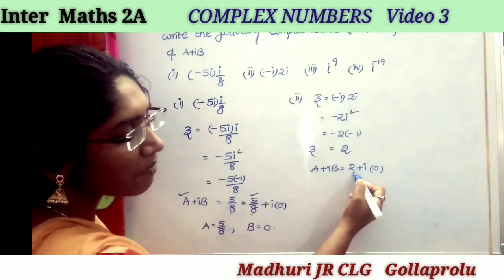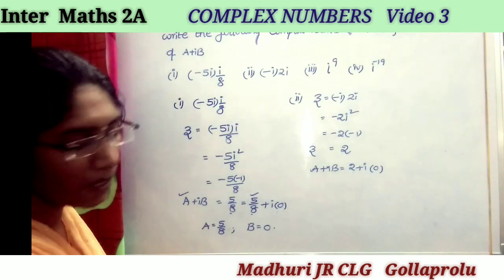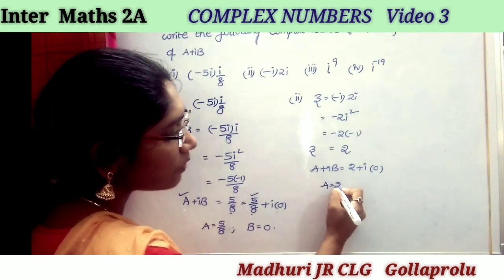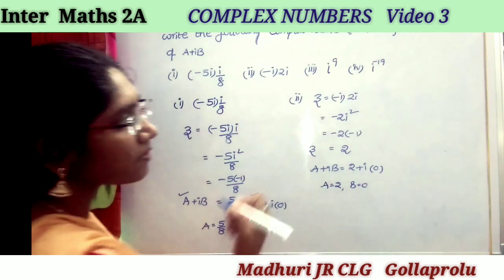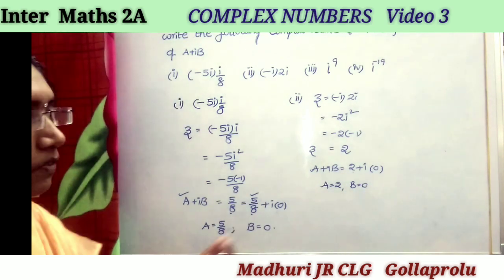Okay, converting this value in the form of a plus ib, that is a is equal to 2 and the value of b is equal to 0. Okay, this is the answer of the second question.